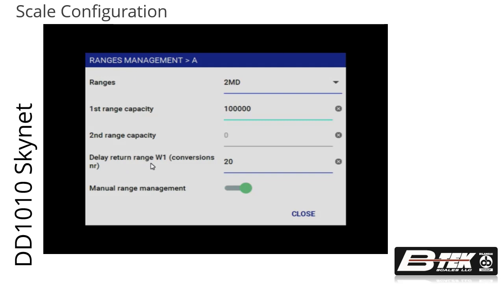So the delay return to range W1 means that it will take 20 conversions when it's back at 0 before it will switch back to 10-pound resolution. And manual range management allows us to manually adjust these settings.